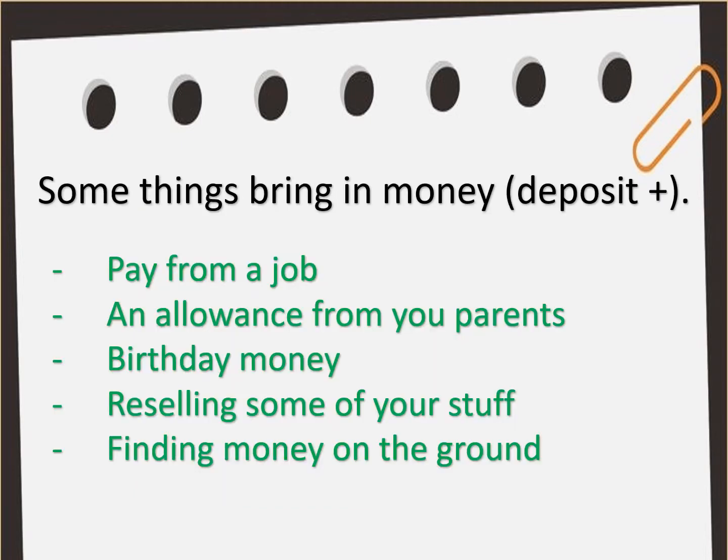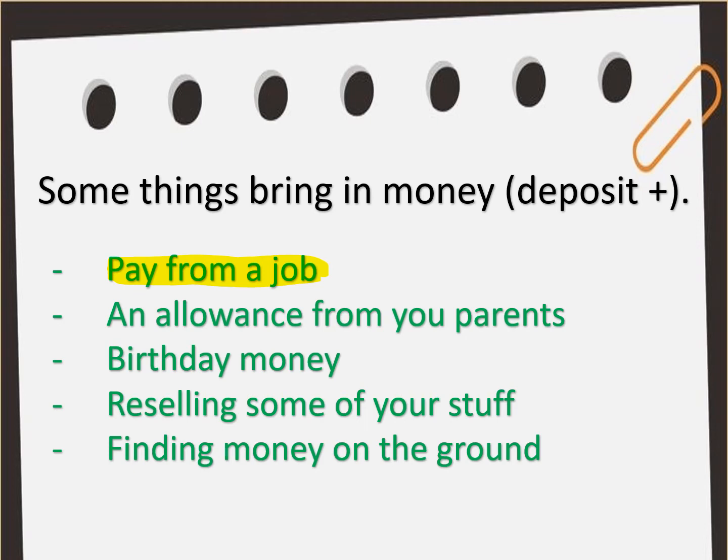All right. So some things bring in money. Sometimes we add money to our account. The first one on my list here you see is pay from a job. That is our lesson from 2 days ago. Yesterday we talked about income. Okay, so pay from a job. If you get money from a job, that's your income, your paycheck. That's the most popular way we get money.